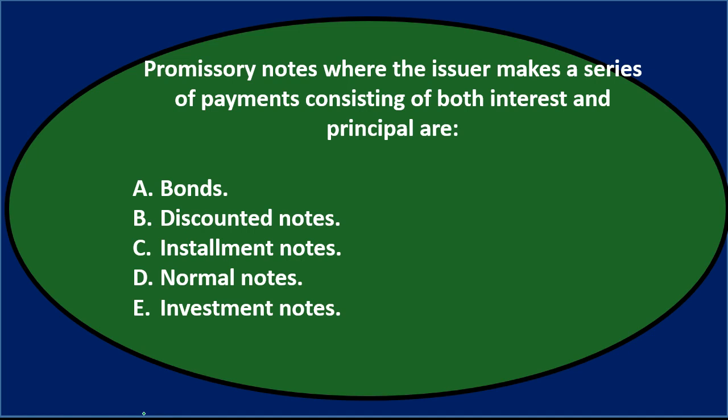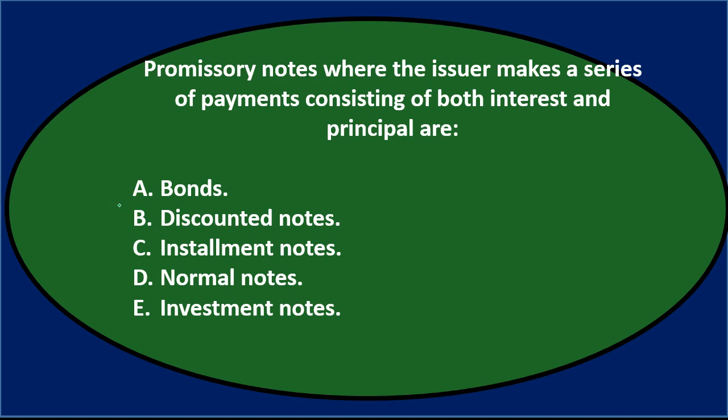First question. Promissory notes where the issuer makes a series of payments consisting of both interest and principal are A. Bonds, B. Discounted notes, C. Installment notes, D. Normal notes, E. Investment notes. So let's go through this again. Promissory notes where the issuer makes a series of payments consisting of both interest and principal are either A.